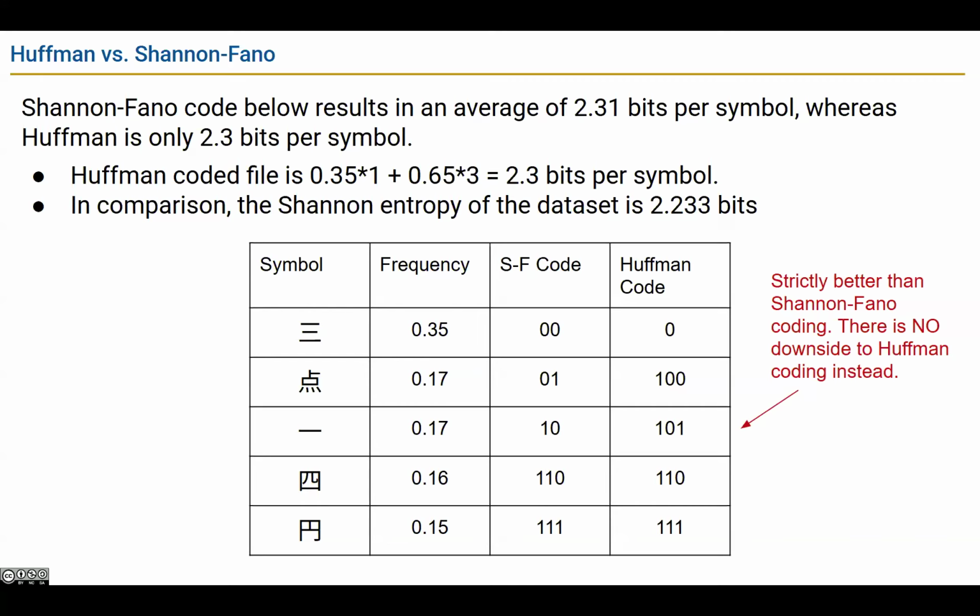As it turns out, the Huffman code is optimal given a data set with a given set of frequencies. So it's going to be strictly better than the Shannon-Fano code. So there's basically no downside to using the Huffman code.